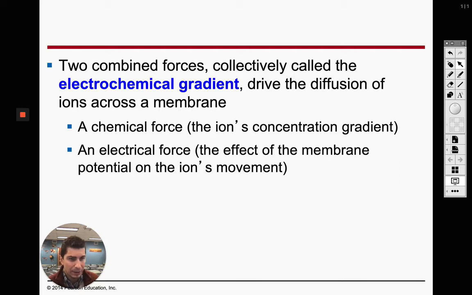The sodium-potassium pump, we got the sodium going out, but there's also sodium channels in the cell, okay? But they are not as leaky as the potassium ones. So in our cells, we have a resting membrane potential. The inside of our cell is going to be slightly negative, and the outside of our cell is going to be slightly positive.